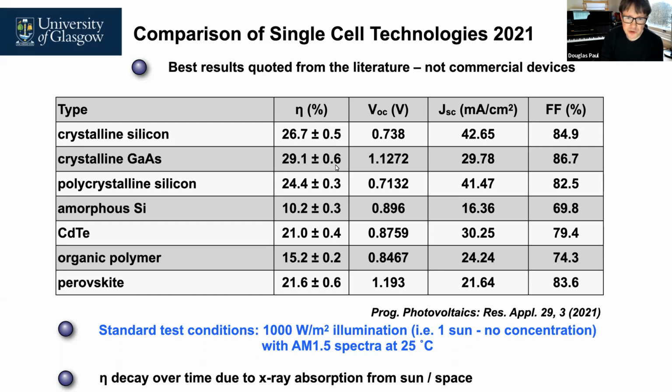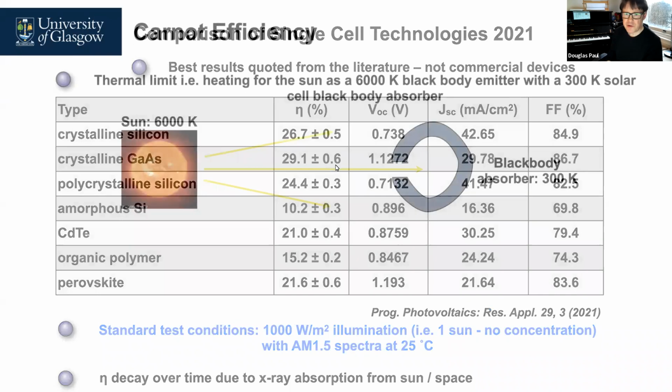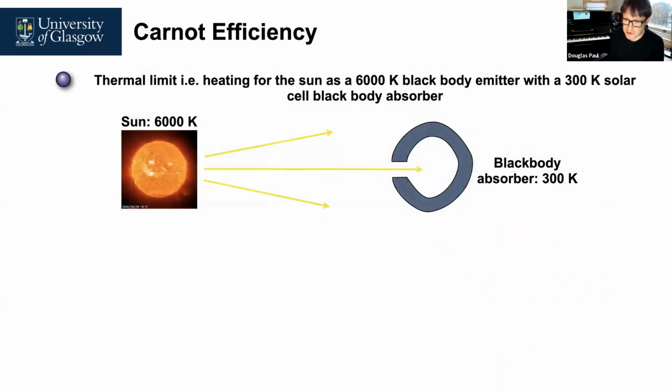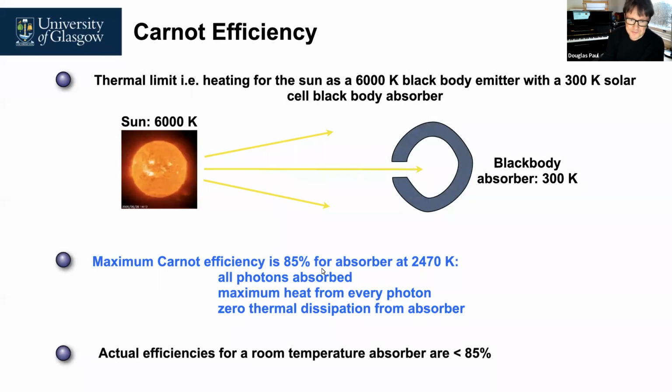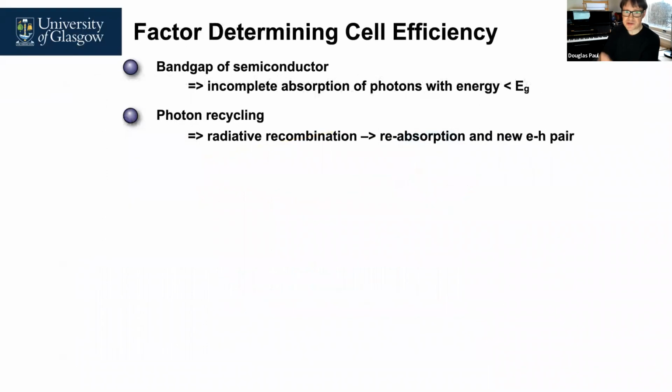The biggest number we've got here for efficiency is 29%. Now remember the Carnot efficiency we spoke about, and it's 85% for absorbing photons of light in a black body absorber. So why are we only getting 29% in a photovoltaic cell when the Carnot efficiency is 85%? Well, it's because of a whole series of reasons.